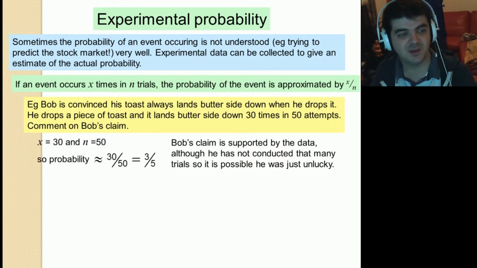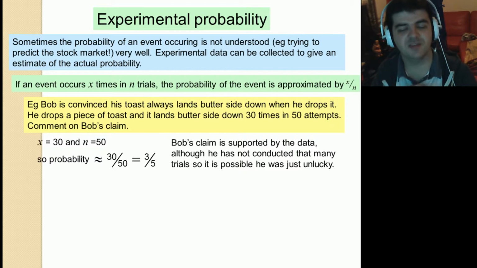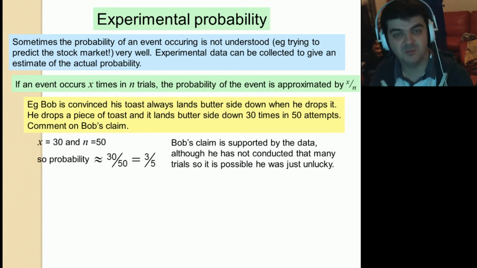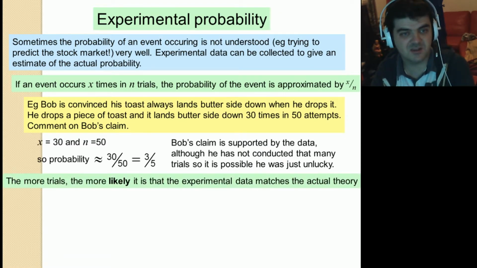It's a bit like the questioning thing. What do you think? How could he improve his theory? Well, he could just do it more times. The more trials there are, the more likely it is that the experimental data matches the actual theory.